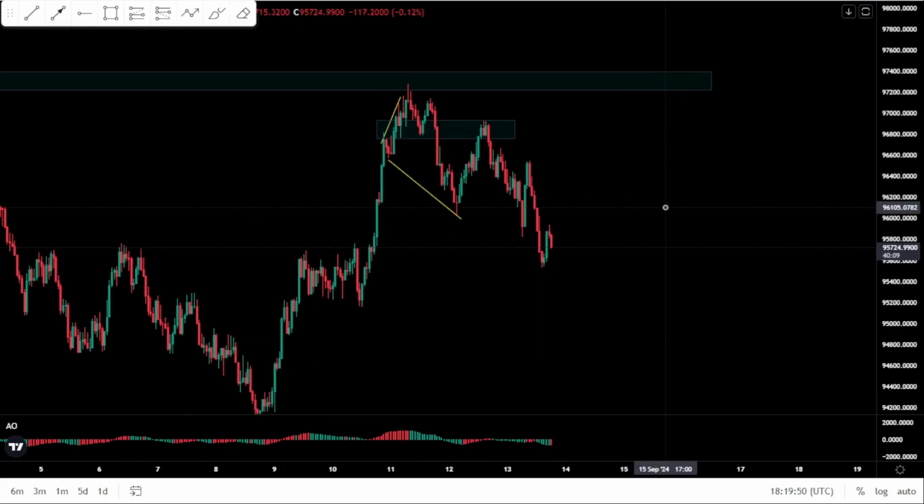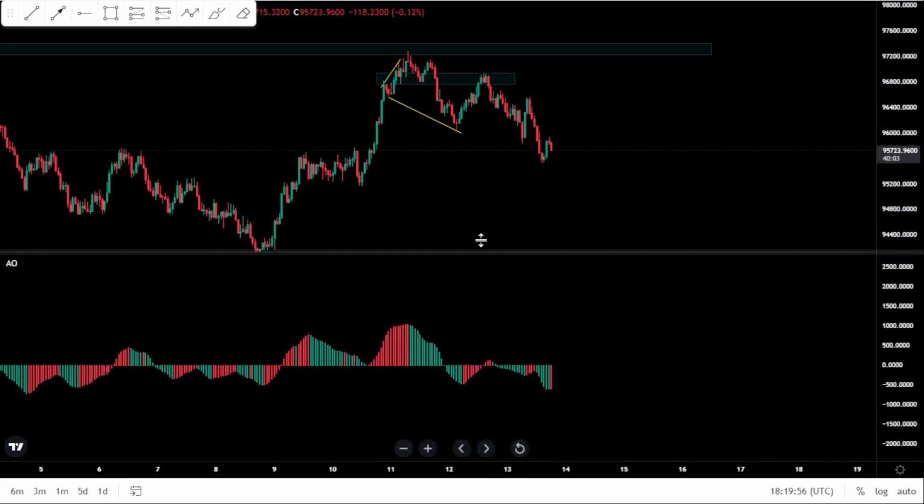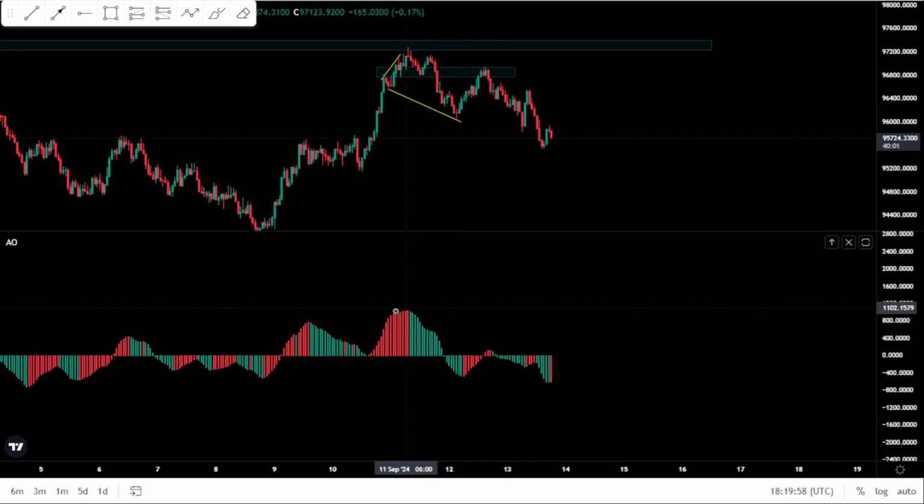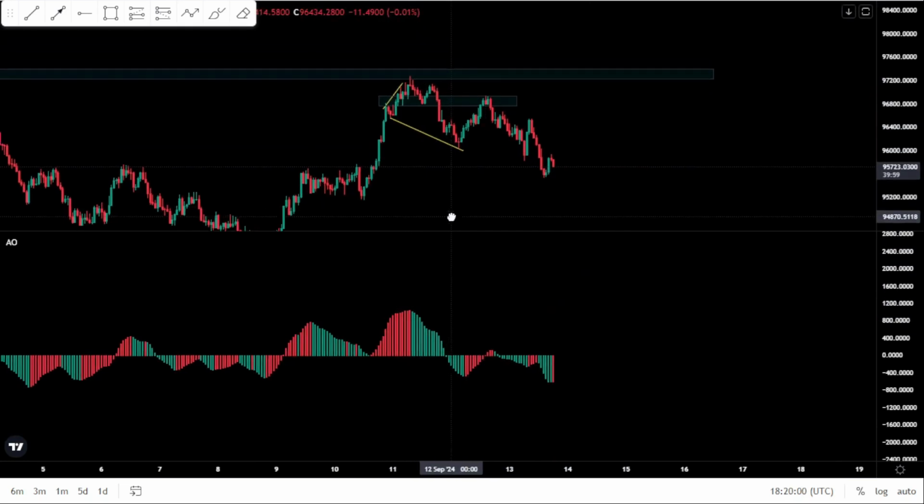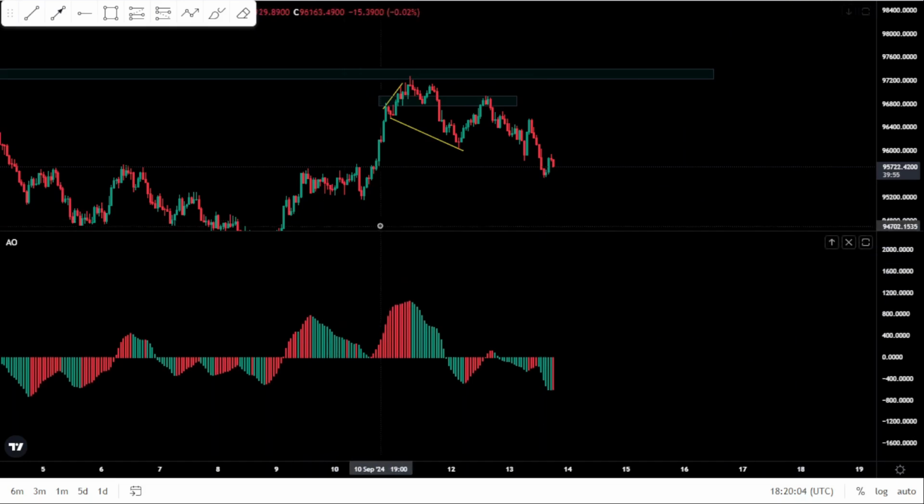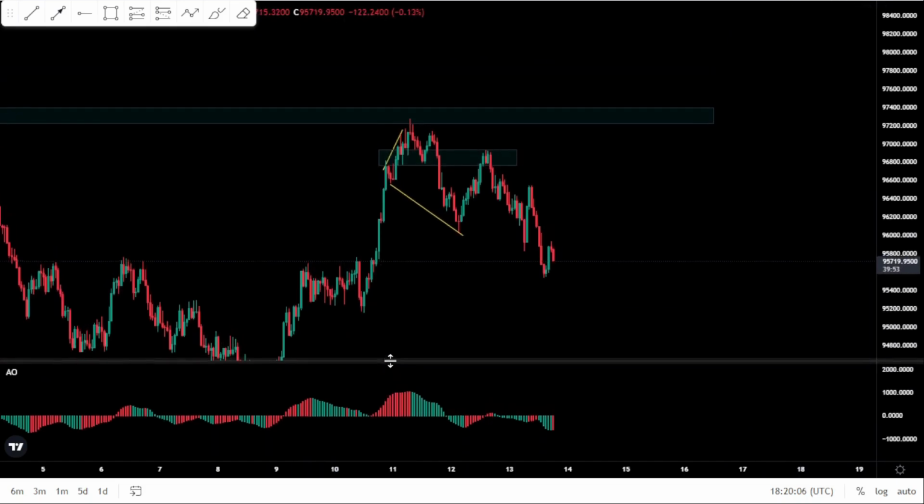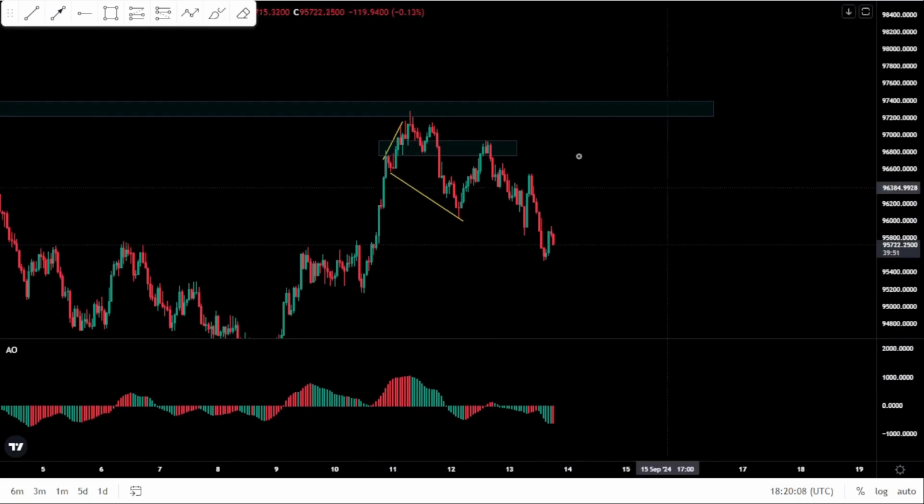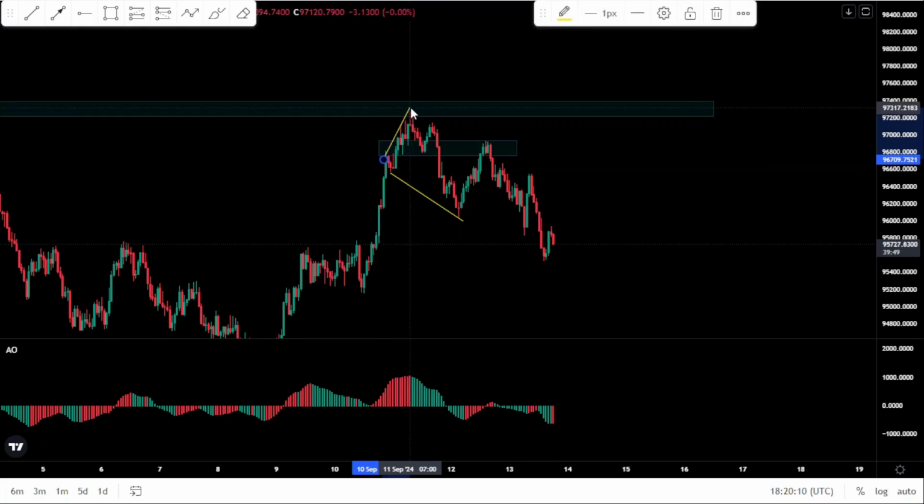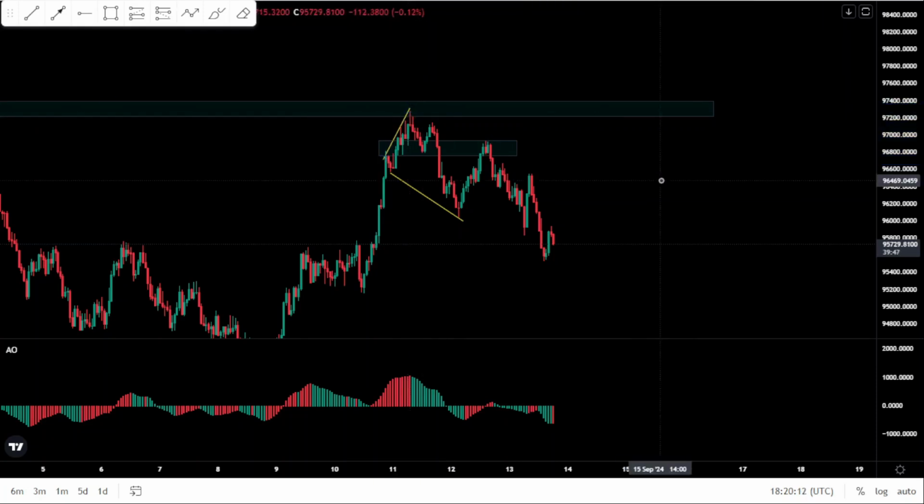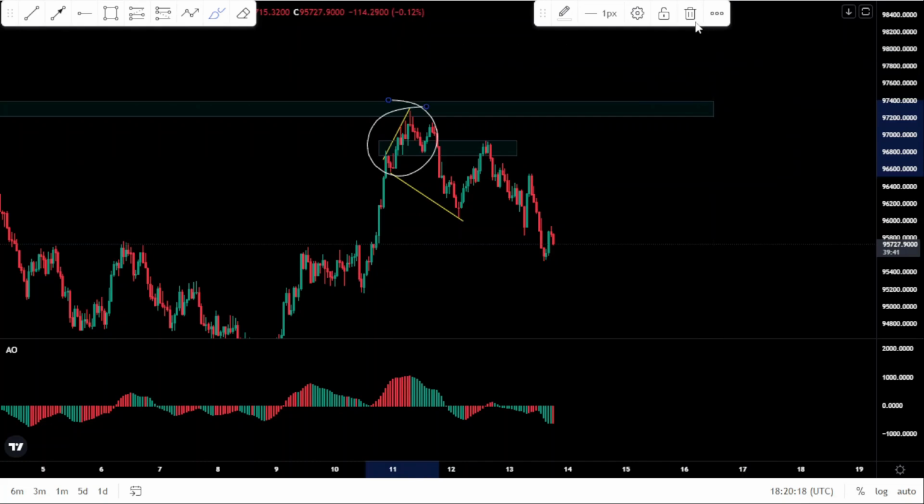All right. Now the next thing we want to do is look for our divergence. What we're going to use to check our divergence is what we call the awesome oscillator. So this is the awesome oscillator. What you do is just use the default settings of the awesome oscillator. So we want to see if there was divergence at this level.